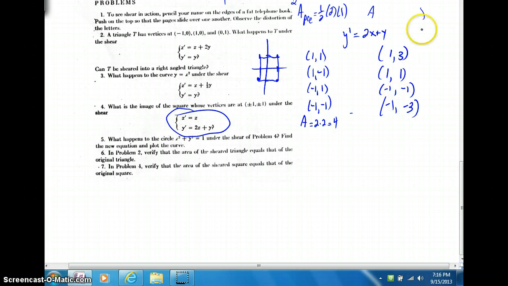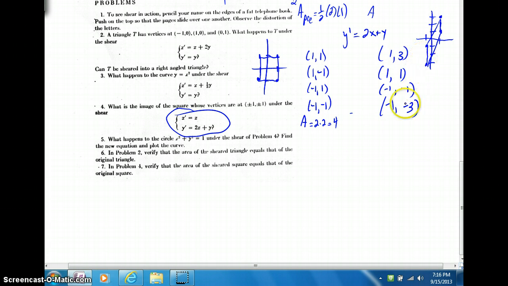So, what would this figure look like? Well, we might not be surprised to see we're actually going to have a parallelogram. 1 to the right and then up 3 would be right over here. 1 to the right, up 1. 1 to the left, down 1. And 1 to the left, down 3. So you can see we do in fact have a parallelogram.